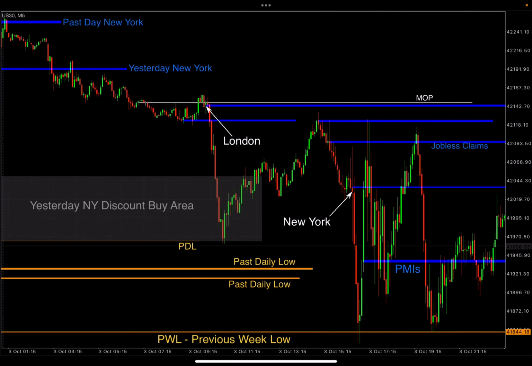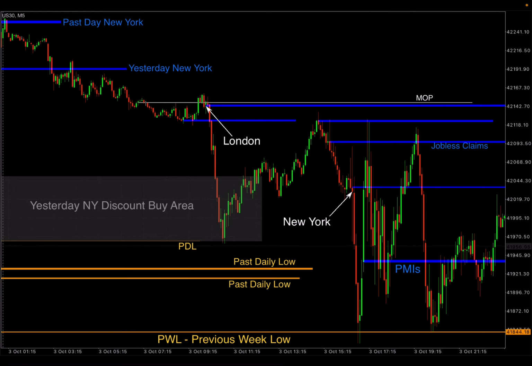US30 recap, 3rd of October. There it all is on your screen, all labelled up as you know. Main area here to label is your previous weekly low. That is a key liquidity pull. So once that's taken, you're looking for a reversal.